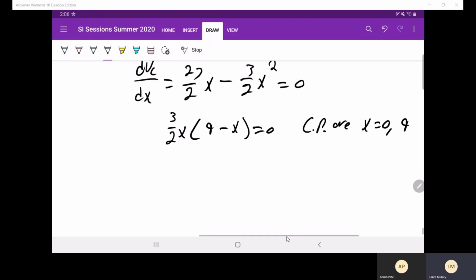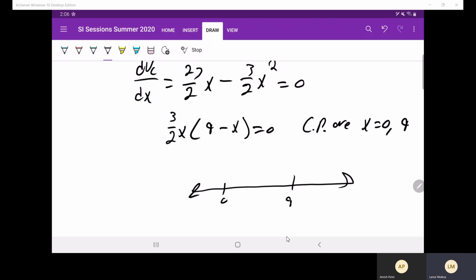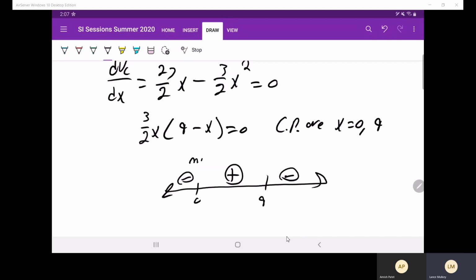All right. So you come down here to your number line. 0, 9. If you plug in, let's say 5 to the derivative, you get positive. You plug in a number greater than 9, you get negative. You plug in a number less than 0, you get negative as well. So this is a min, and this is a max right here. So what we're worried about now is x equals 9 because that's the maximum.